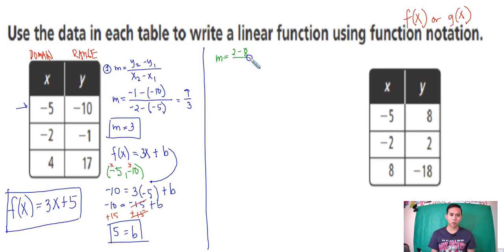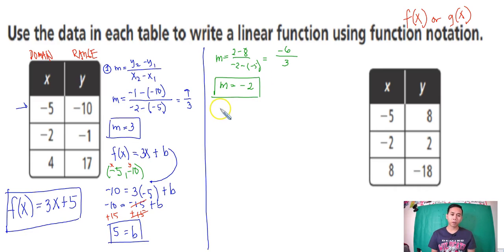So 2 minus 8 over -2 minus -5. That's 2 minus 8 is -6 over, okay? This will be -2 minus -5. Double negative will give you positive, so 5 minus 2, which is +3. So the slope is equal to -2, right?